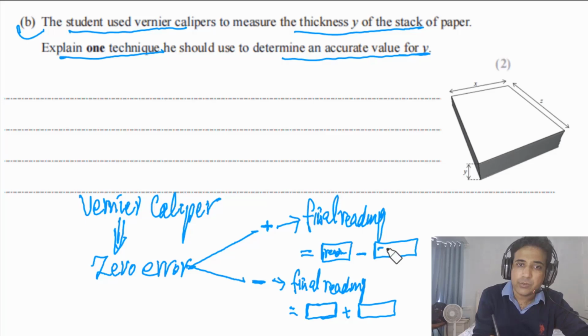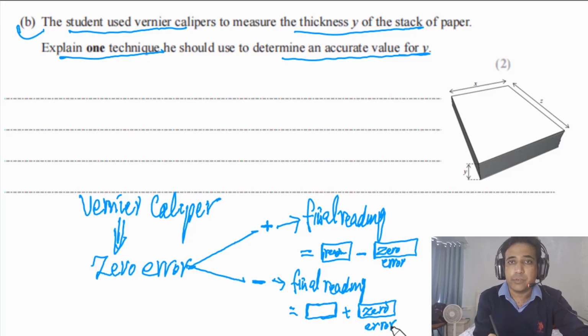So we have zero error here. We have to add or subtract, depending on the type of zero error. This is one thing we can do about the instrument, so we can make sure that what we measure from the instrument is right.